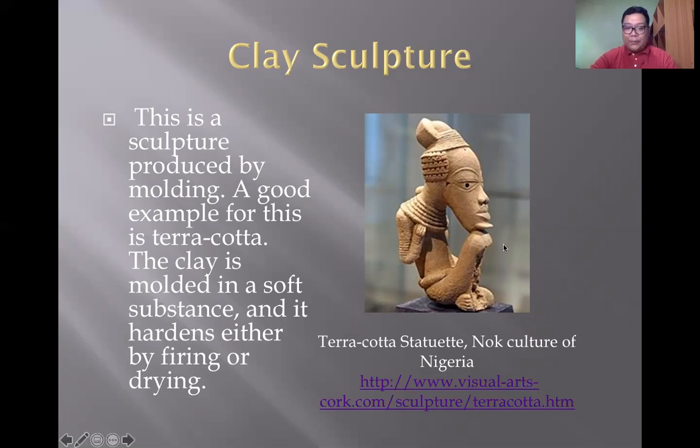So one good example for this is the statuette. By the way, terracotta is primarily used when making small sculptures or the statuette. So this one embodies the Nok culture of Nigeria.